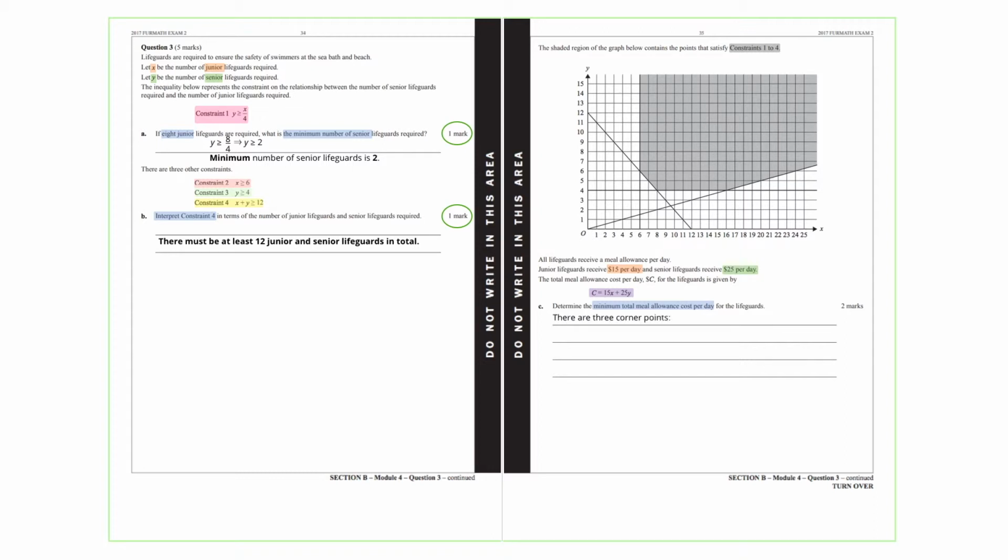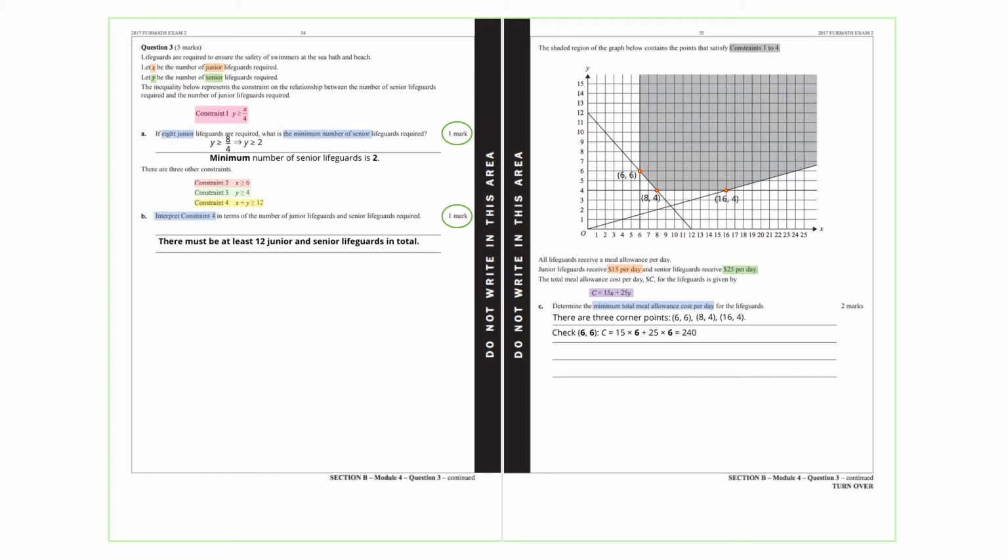There are 3 corner points, (6, 6), (8, 4), and (16, 4). Let's start by checking the point with coordinates 6 and 6. So C equals 15 times 6 plus 25 times 6, which is 240.